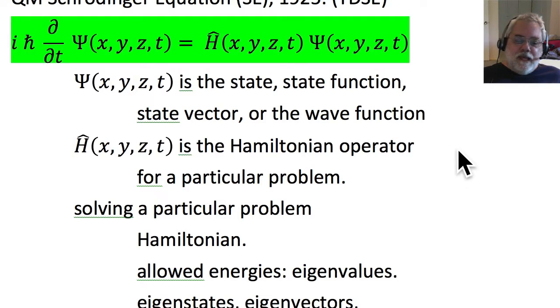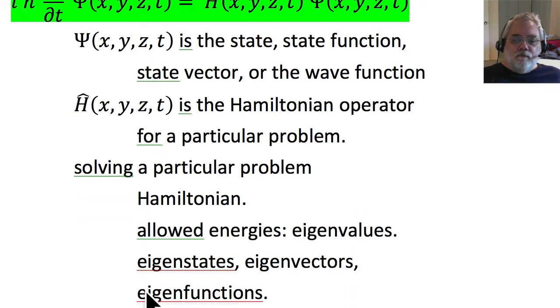Now, states, valid states, for valid energy eigenvalues, we use special names. Eigenstates, eigenvectors, eigenfunctions. So we'll use eigenstate instead of state, eigenvector instead of state vector, eigenfunction instead of wave function. And again, there is a slight distinction between the three, but we're not going to talk about that today.